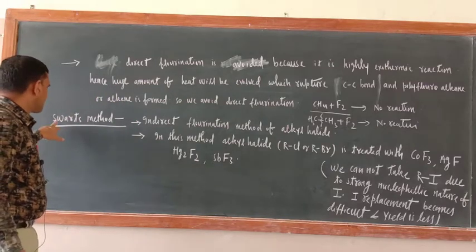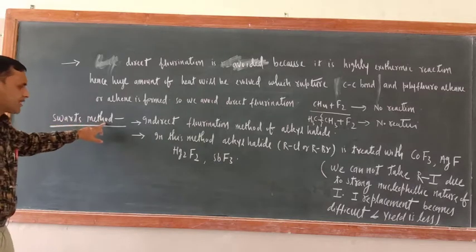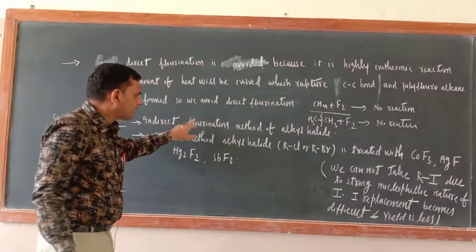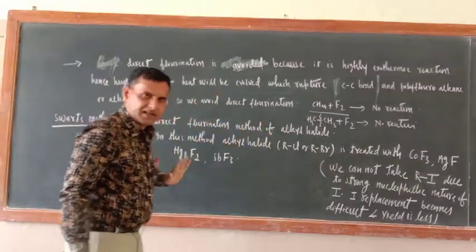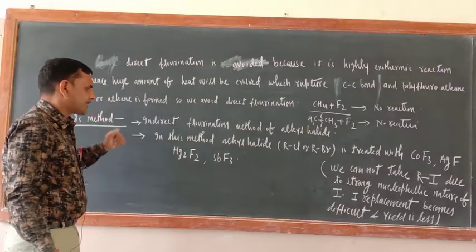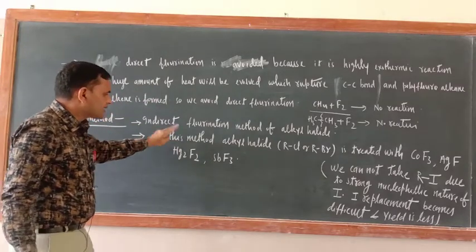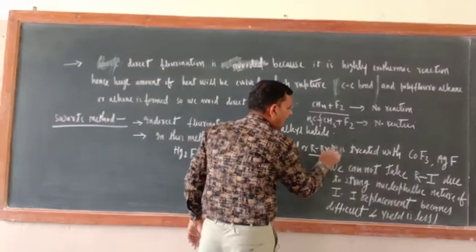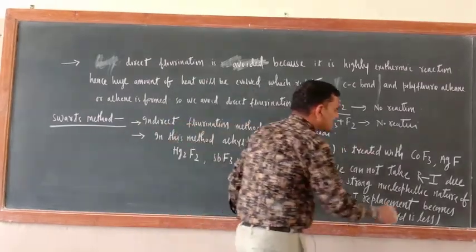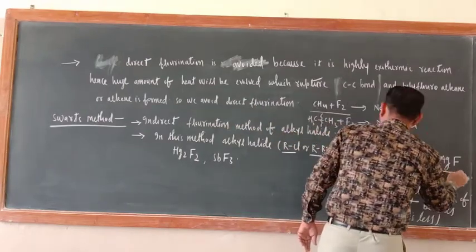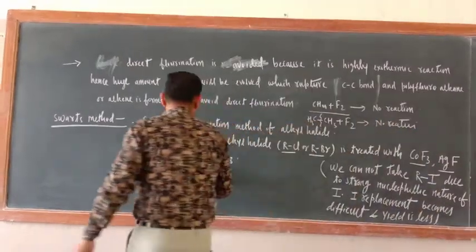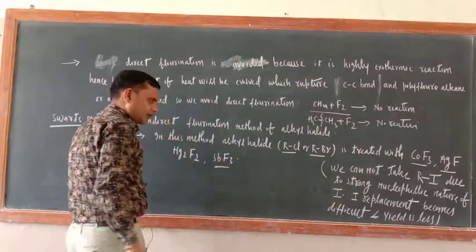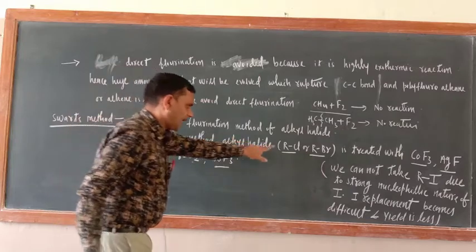Okay, so now what is the method of fluorination? Indirect method. That method is the Swarts method. What is that method? The Swarts method. This is the indirect fluorination method of alkyl halide. Just see, in this method, what we are doing? In this method, alkyl halide, only two alkyl halides, RCl and RBr, are treated with CoF3, AgF, Hg2F2, SbF3.